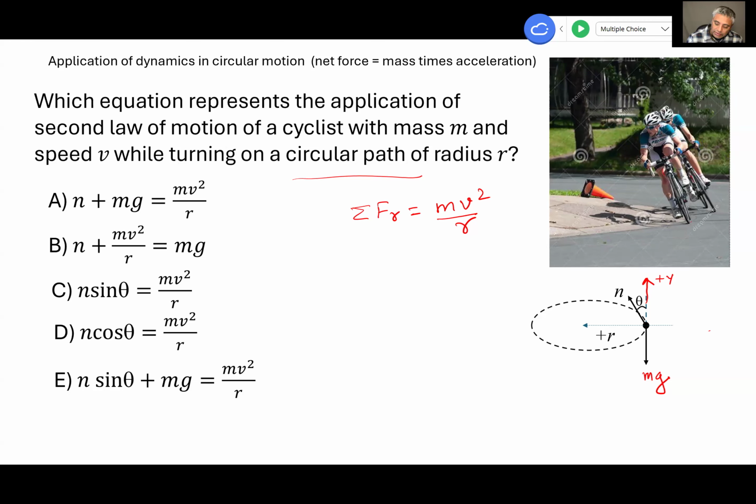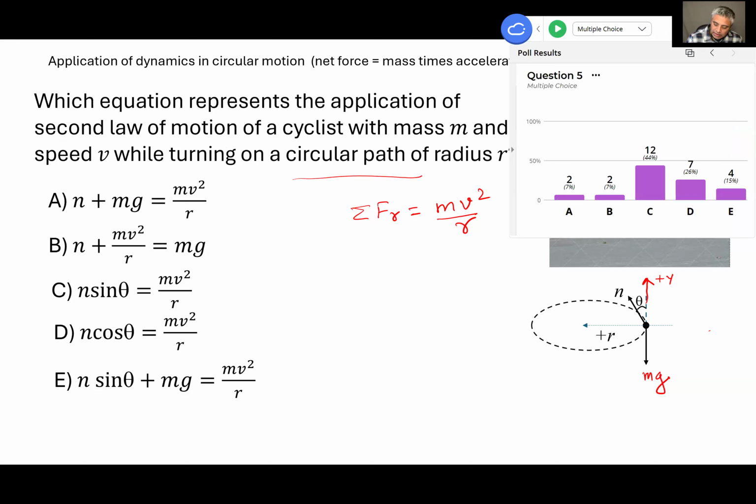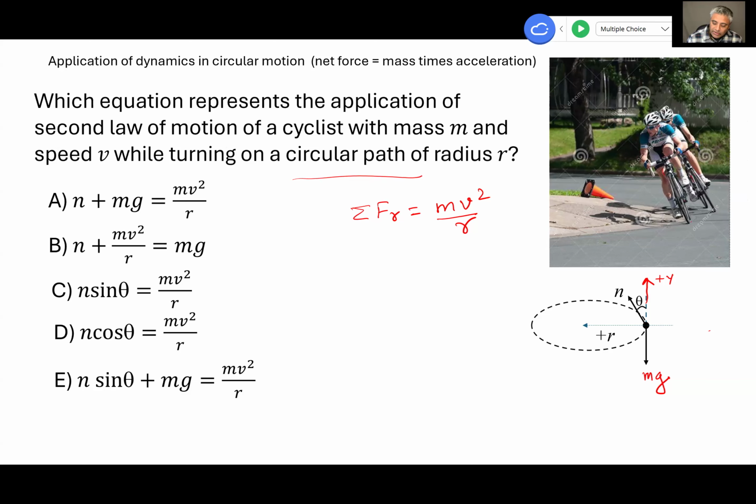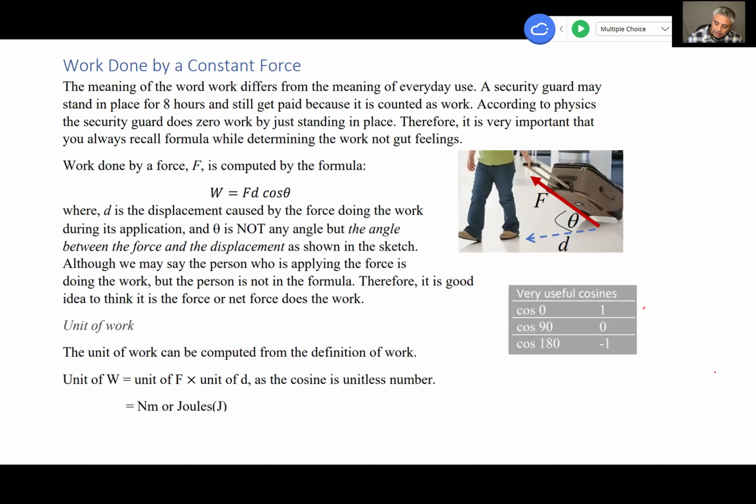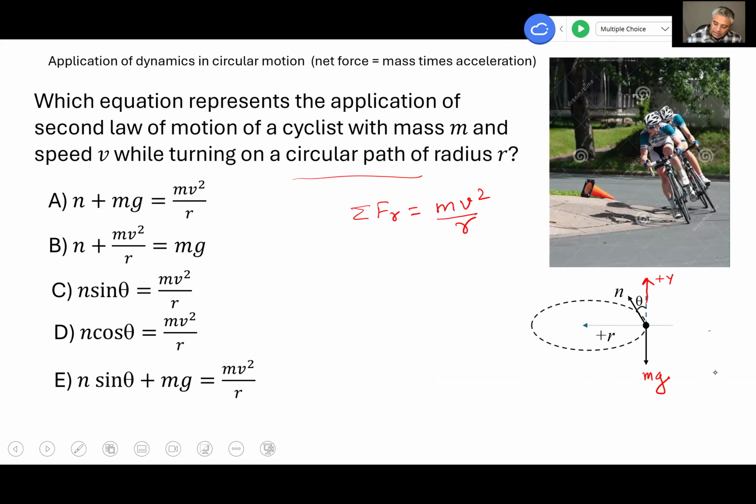Okay, so let's see what we got here. So we have varieties, but mostly C. I don't know the answer, so let's do it. So just like I said before, we need to write the component of N. So the angle being over here, this is going to be cosine component of that normal force.